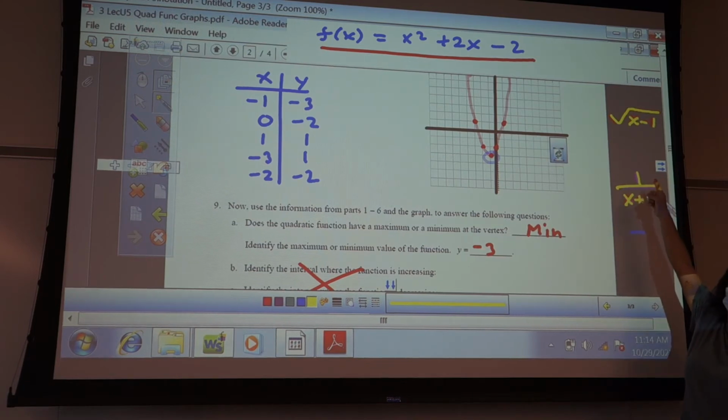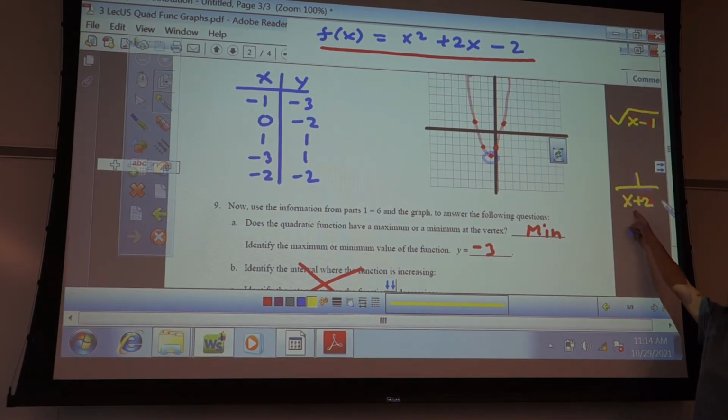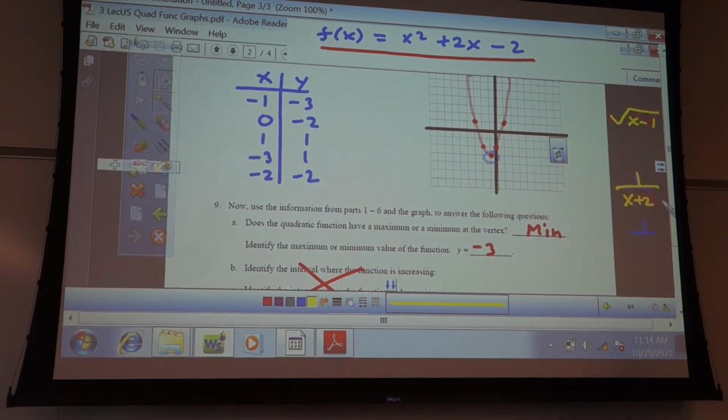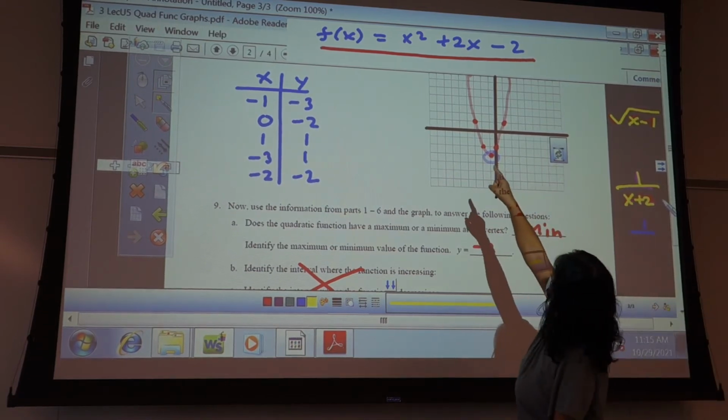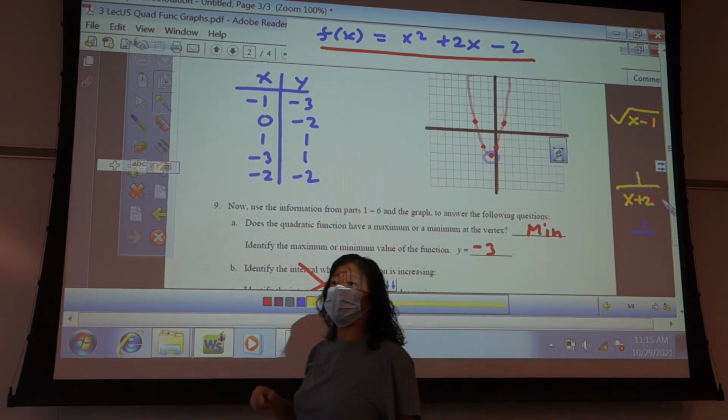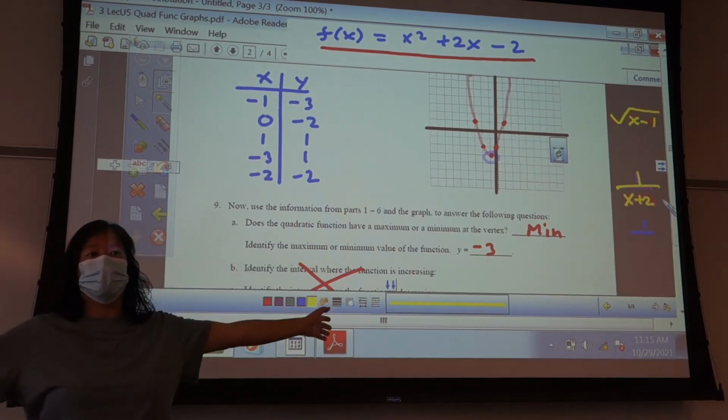The top one? Here, I can never, ever, ever divide by 0. So x can't be -2, because -2 plus 2 would make it 0. So whenever we're dividing by something with x in it, or we're square rooting something with x in it, there are restrictions on x. Here, we're not square rooting anything with x in it. We're not dividing by anything with x in it. So there are no restrictions on x whatsoever.